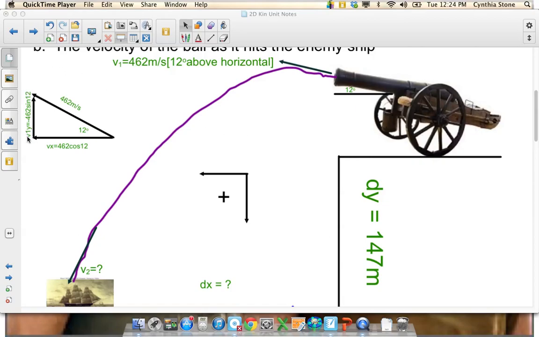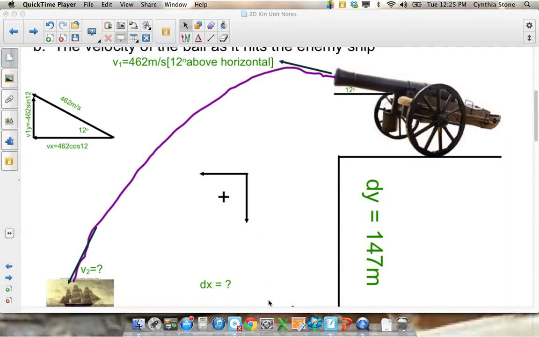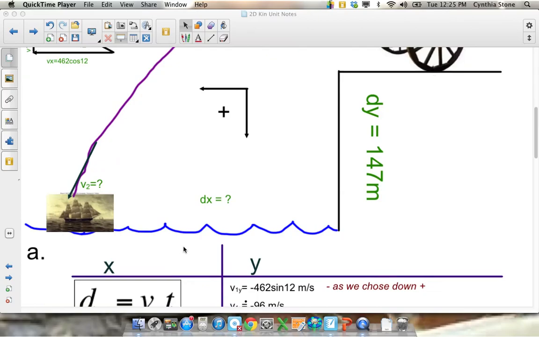What I figured out over here in the triangle was the x and y components of that. So the x component is just the 462 times cos 12, okay, and the y component would be 462 sine 12. Now, notice, by the way, I'm using the same sign convention I chose last time, which is down as positive, and you have to keep that in mind with what we call negative and what we call positive, because this y velocity vector is going to be negative because it's in the up direction. Okay, so you get the picture down. Oh, here's the water, and there's my dx, what I'm looking for, and we'll make out our table.